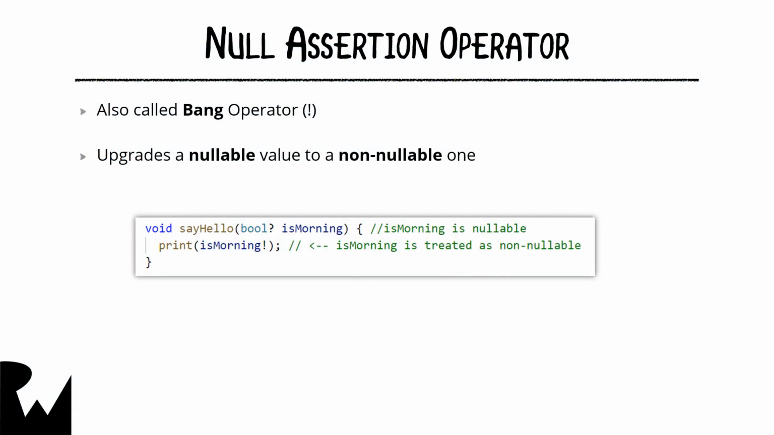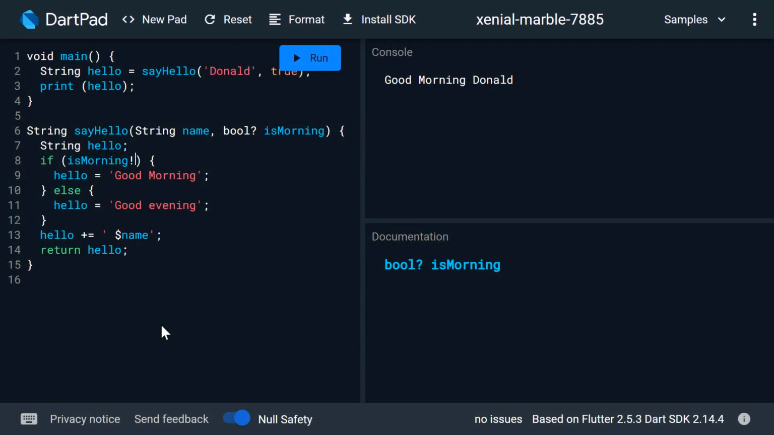So here is the thing. The null assertion operator that you write with an exclamation mark makes Dart and Flutter treat a value as non-nullable even when it's nullable. But please note that if you are wrong and your value is actually null, you get a runtime exception. I'd recommend using the null assertion or bang operator only when you really need it. But there's more. Remove the bang operator.